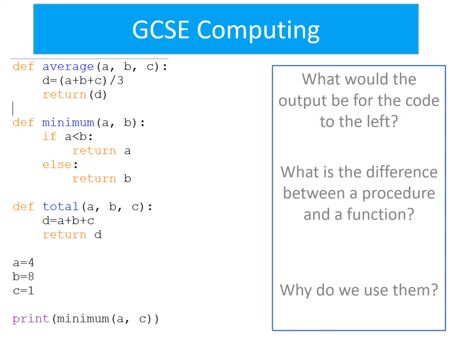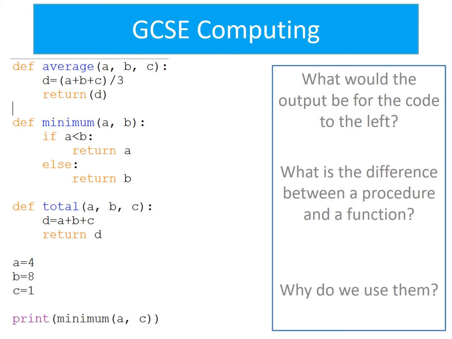The code would pass through the functions and record the values of a equals 4, b equals 8 and c equals 1. It would then go down to the final line of code, the print line. You can see inside the brackets and print, it is going to print whatever happens from minimum. So minimum is our function, remember. We're going to pass the values a and c to minimum. So we're going to pass 4 and 1 to minimum. And then it's going to print the return value.